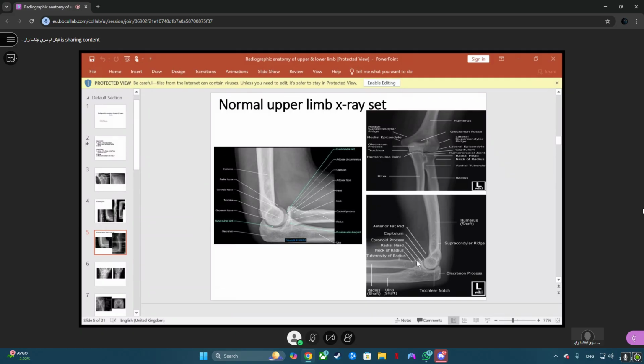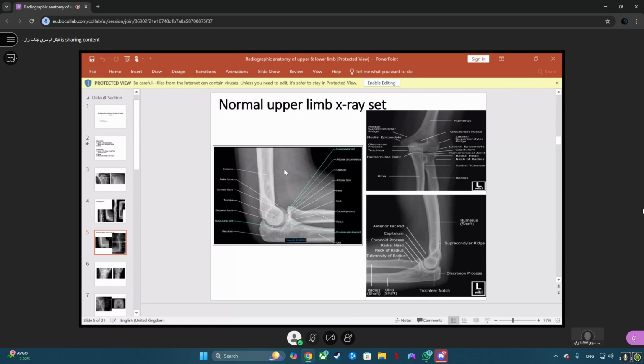Here this is the head of the radius. This is the olecranon process of the ulna. Whatever parts you are seeing, you can see here. This is the capitulum articulating with the radius. Here the anterior pad of fat will be present, but it's not seen clearly. Only the bone you can see clearly in this picture. Again the arrow is pointing to the olecranon fossa, and this is the olecranon process. So this is about the elbow joint.